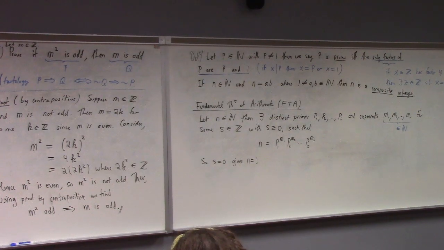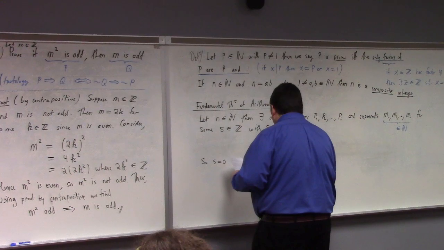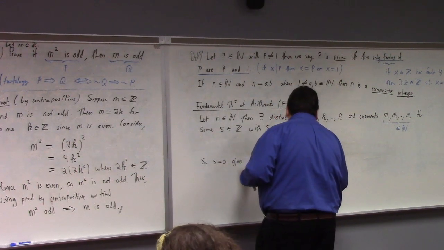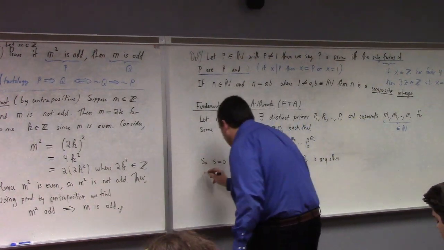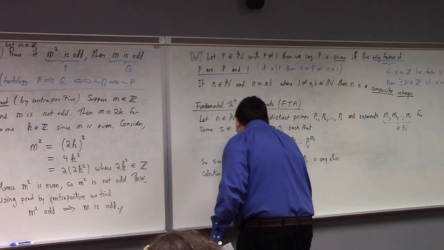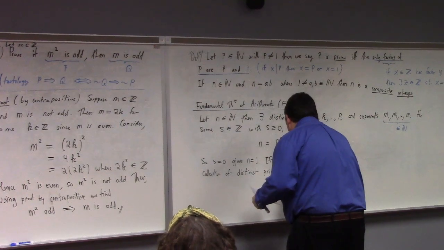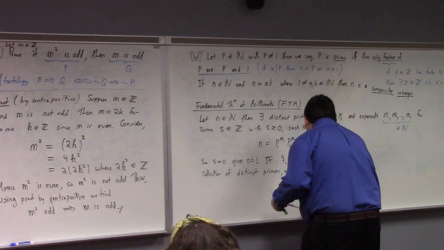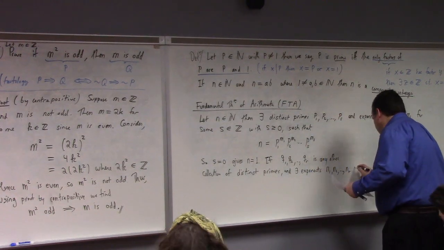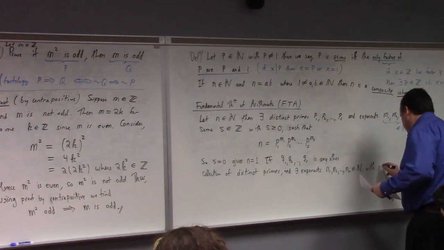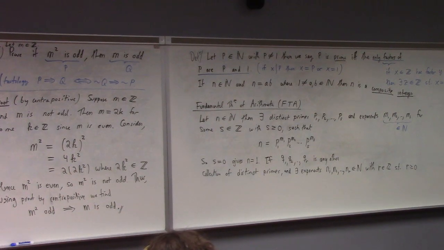So what's the rest of the theorem? If q1, q2, qr is any other collection of distinct primes, and there exist exponents n1, n2, n sub r in the natural numbers with r in the integers such that r is greater than or equal to 0.